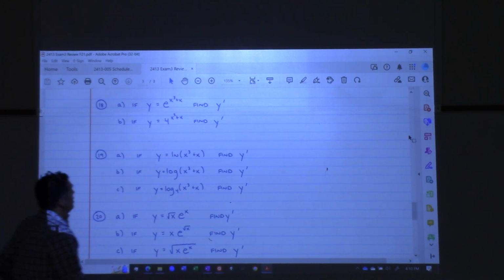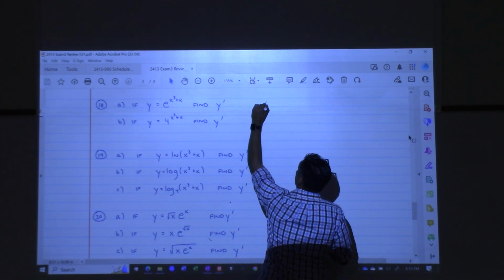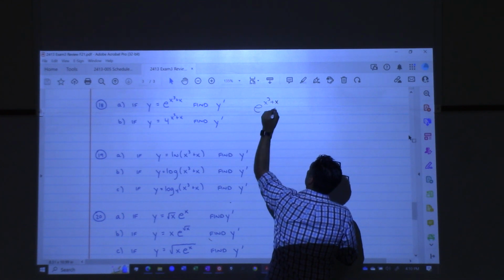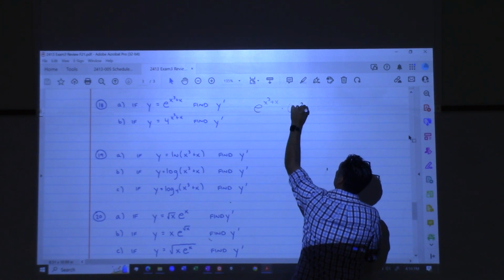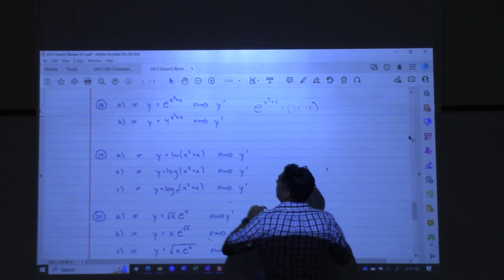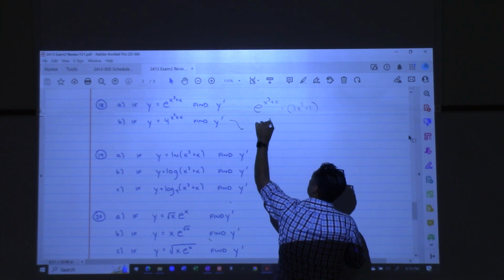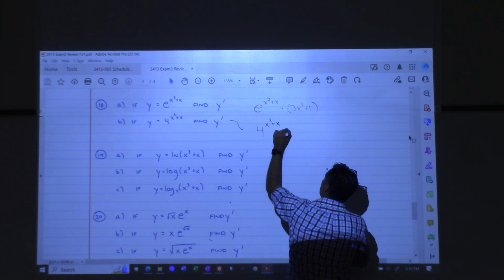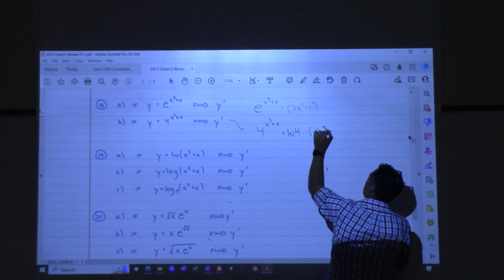All right, first one. I'm just going to put the answer. So it's itself, times, and now I have two terms, so I need this in parentheses, 3x squared plus 1. The next one is almost the same. It's itself, but then I have to throw a natural log 4 there, and then I can do 3x squared plus 1.